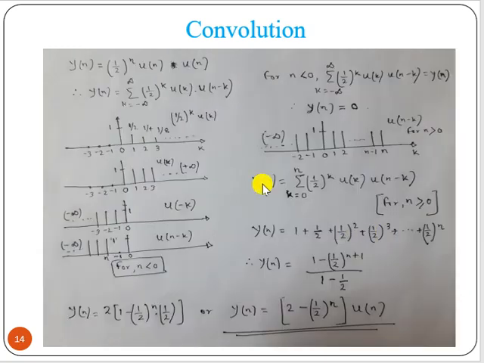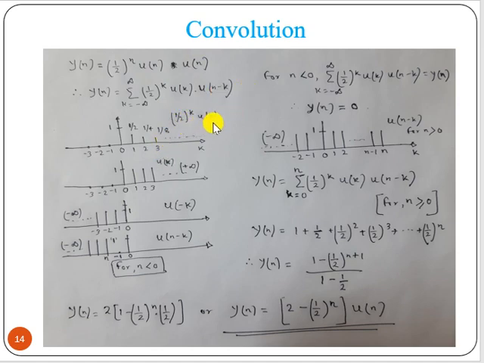Now another example of infinite series convolution: (1/2)^n u[n] convolved with u[n]. According to the convolution sum, y[n] equals the sum from k equal to minus infinity to plus infinity of (1/2)^k u[k] into u[n minus k]. Here n is changed to k, so we have u[k], then u[minus k], then u[n minus k].